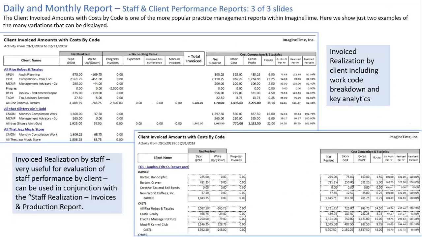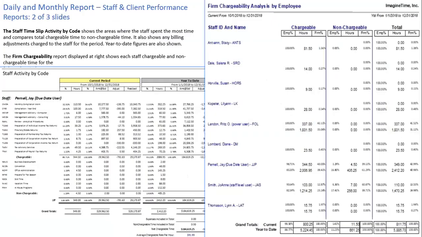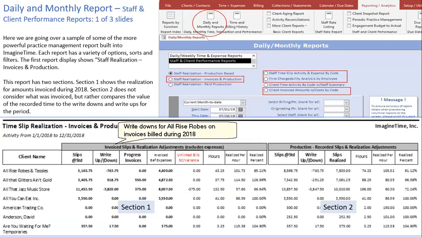Okay, for 5 minutes, we're going to do this report. This is one of the best reports for realization in the program by client. Jump back to that form real quickly. We'll keep this fast. One more back. That's it. This is the client invoiced amounts with cost by code.